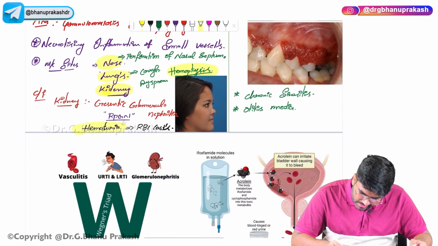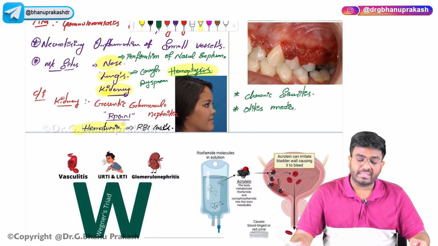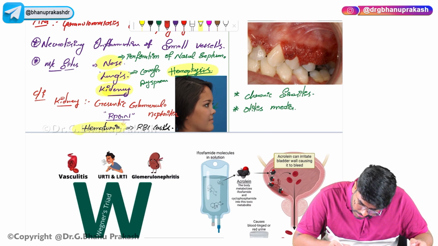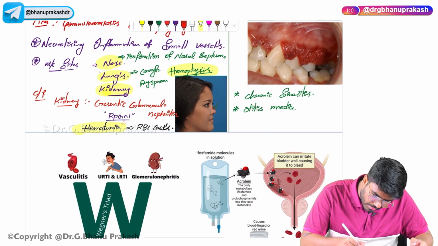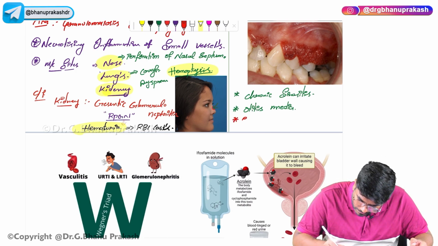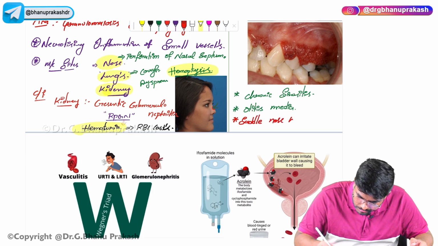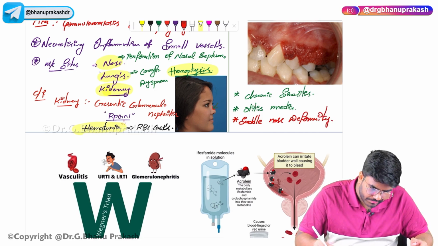The patient, if you look, this is the patient who is suffering with Wegener's granulomatosis. In this patient, you can appreciate that the nose of the patient is having a depression, something like this. So, this is called saddle nose deformity. Okay, saddle nose deformity can be seen.